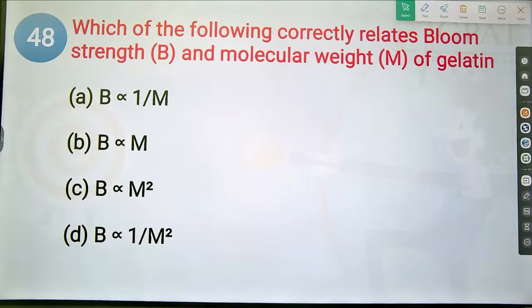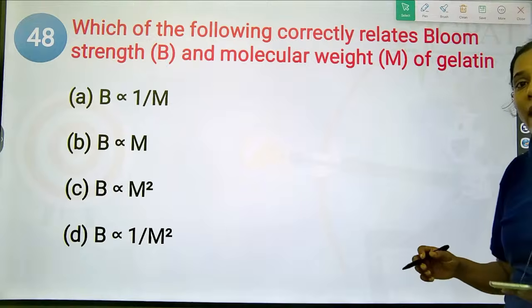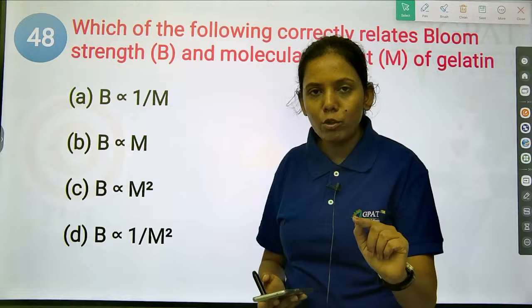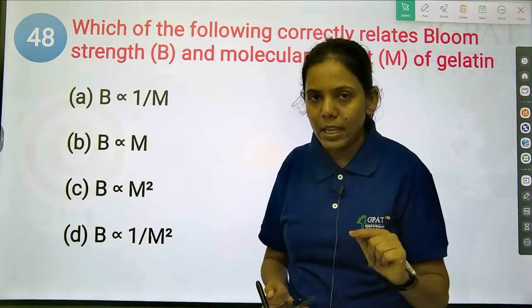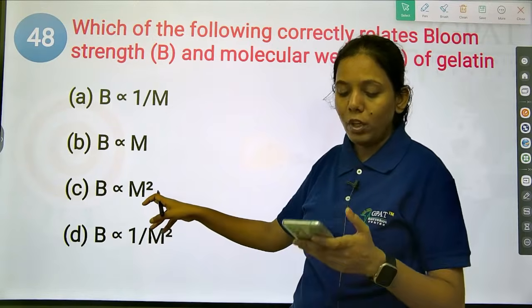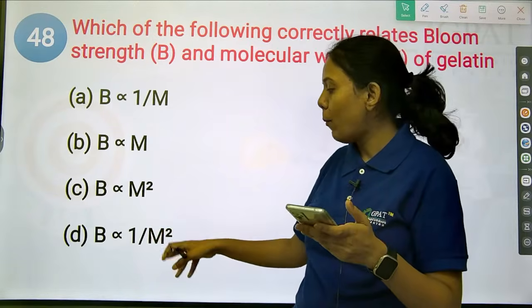Which of the following correctly relates Bloom strength and the molecular weight of the gelatin? That means Bloom strength is directly proportional to the molecular weight, inversely proportional to the molecular weight, directly proportional to the square, or inversely proportional to the square.